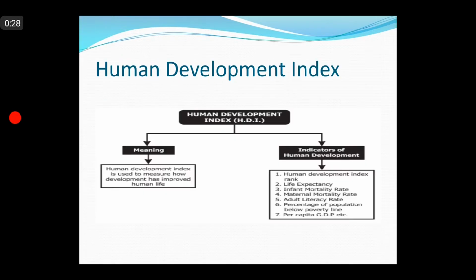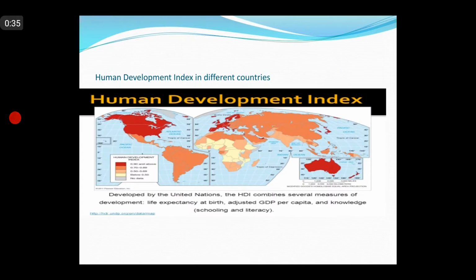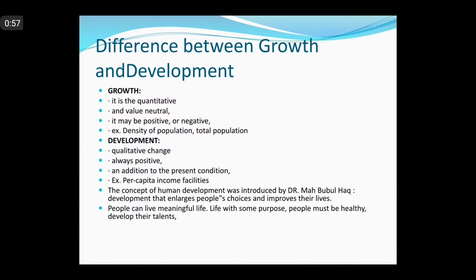Okay, and I have discussed with you the meaning of human development index and what the indicators of human development are. And I have also tried to make you understand with the help of this map that in the world there are different countries which are classified on different bases, like high development index, then medium development index, and then low development index. Okay, and then I have discussed with you the difference between growth and development. What does this growth and development mean?